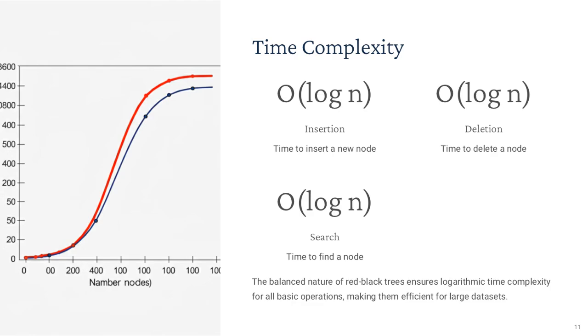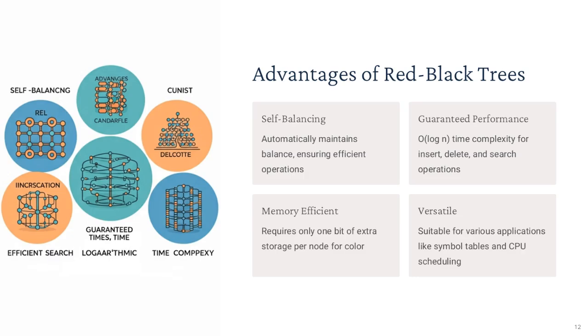dynamic datasets. Red-black trees offer several advantages that make them an ideal choice for various applications. First, they are self-balancing, which means the tree automatically maintains its balance through rotations and recolorings during insertion and deletion. This balance ensures that operations like search, insert, and delete always execute efficiently, even in the worst-case scenario.